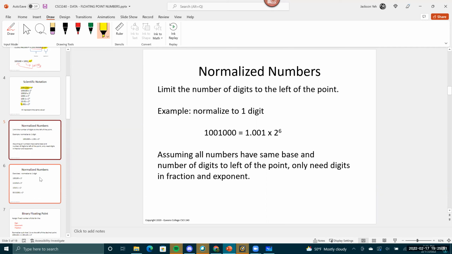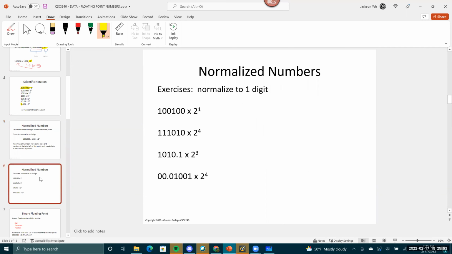All right, so now I'll give you an exercise to do. Here are 4 numbers. I want you to normalize all 4 of these numbers to one digit. I'll give you a few minutes to work on this.